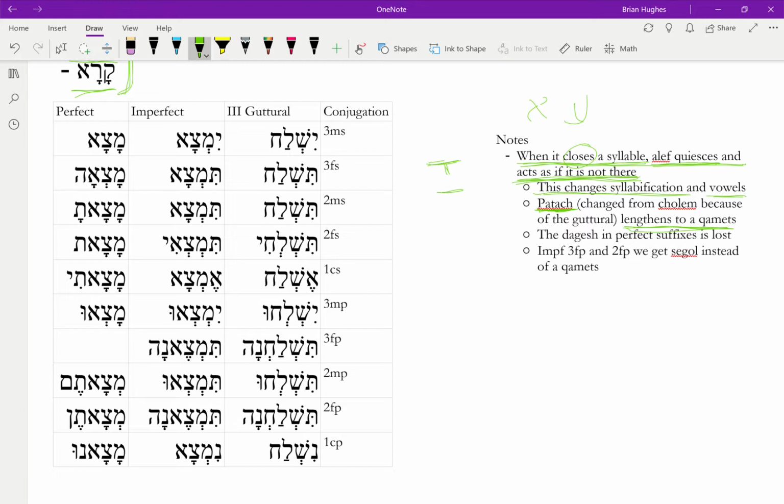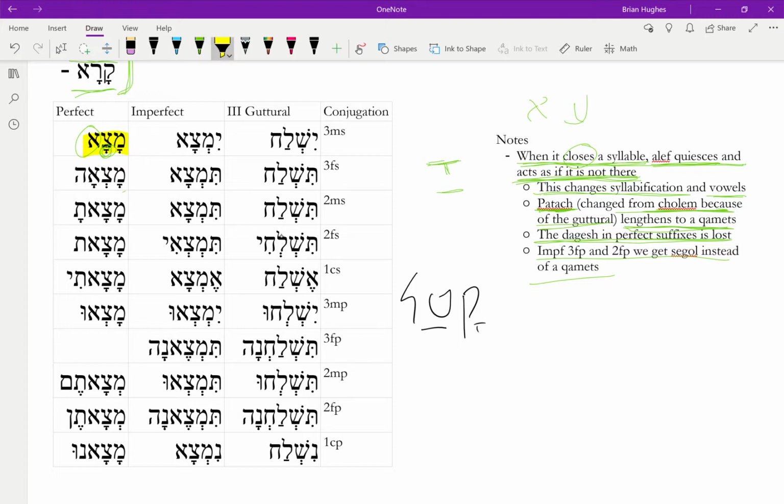And that patach, by the way, is showing up particularly in the imperfect. It's already changed from its cholam because it's a guttural and wants to be introduced by an A-class vowel. The dagesh in the suffixes of the perfect conjugation is lost. And then we'll get these segols in the imperfect here. So let's go through this. Our perfect is matza. Normally we would have qatal, where you have qamets and patach, but our aleph is saying, just treat it as if I'm not here, and so the patach lengthens to a qamets there.